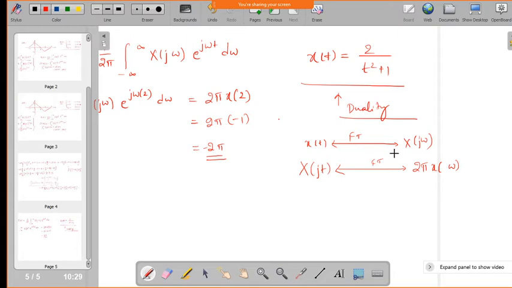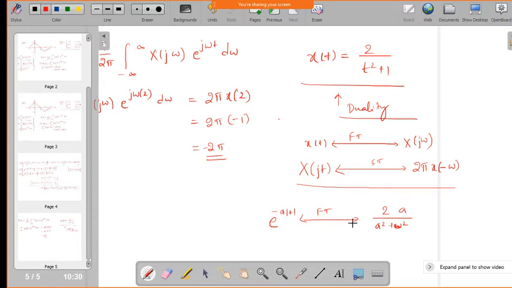So it is x of minus omega. If you interchange t and omega, you will get the duality property result, which is x of jt equal to 2 pi into x of minus omega. Now take our time domain signal, x of t equal to 2 by t square plus 1. We know the Fourier transform of the signal e power minus a into magnitude of t, which is 2a by a square plus omega square. This we have already arrived at.